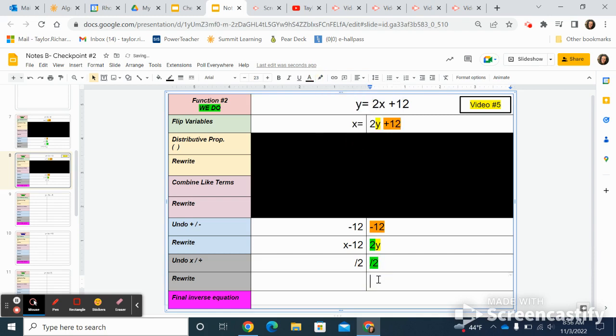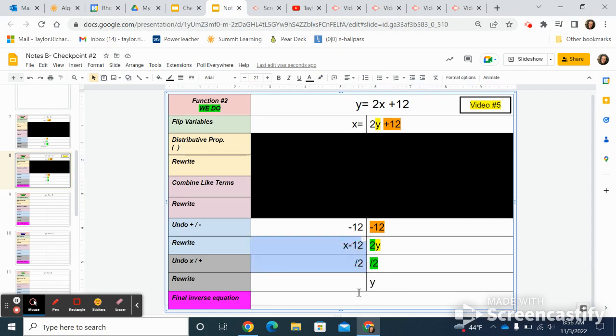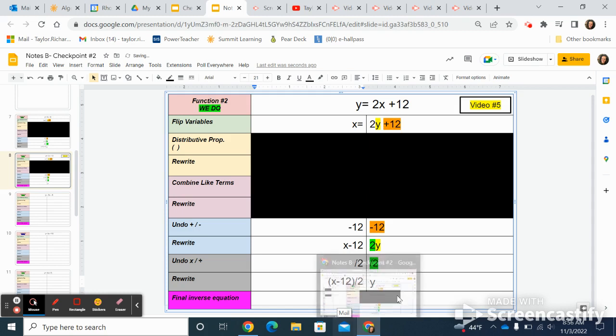So I'm finally left with that y that I want to get by itself, right? So I have y. On the left-hand side, I had x minus 12. I'm dividing by 2. I'm just going to write that out. X minus 12 divided by 2. And this is my final answer. This last box, just put the y first. Y equals x minus 12 divided by 2. This is the inverse equation of my original.